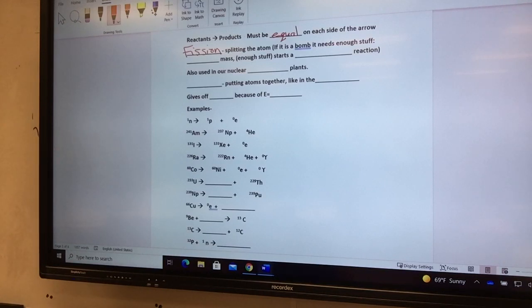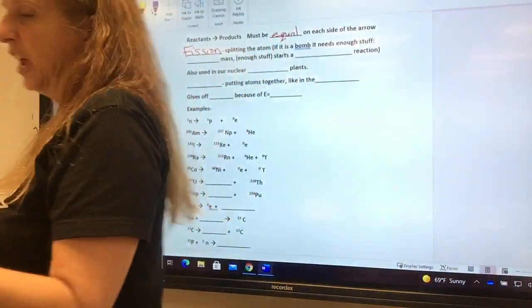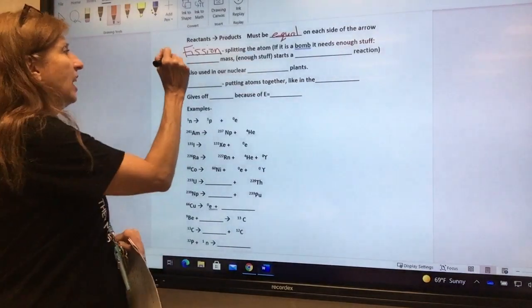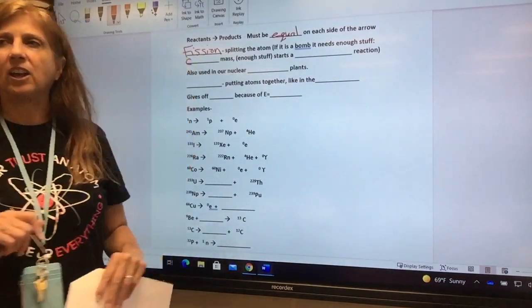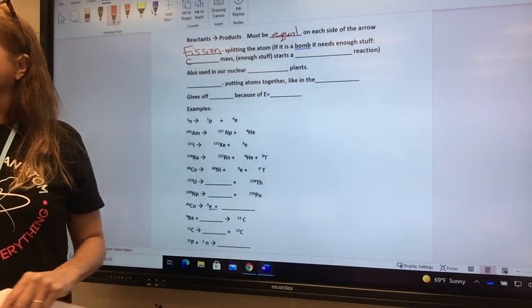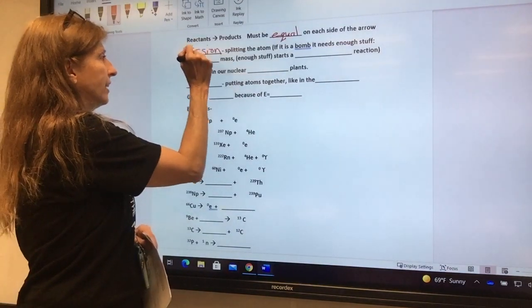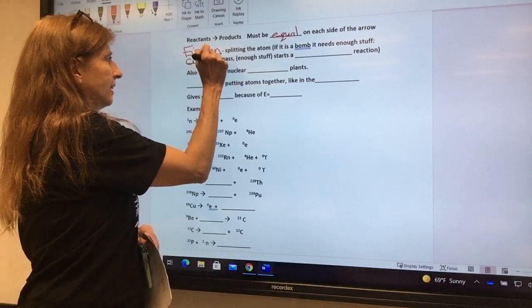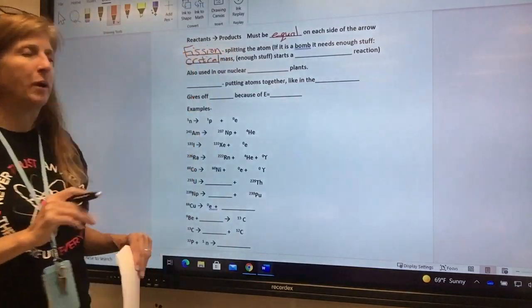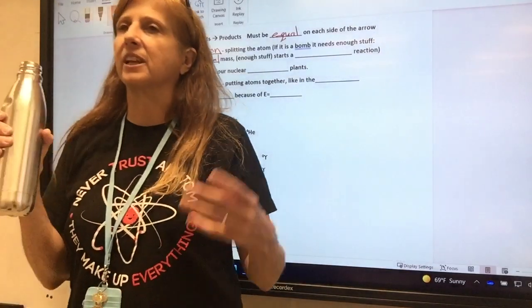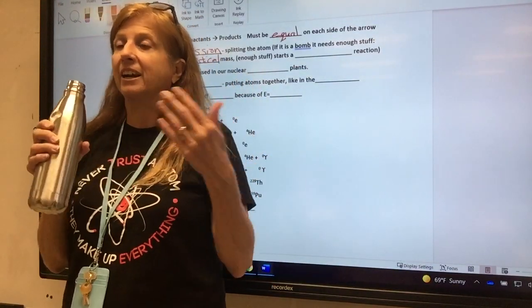All right, new clothes. Okay, so fission is splitting the atom. If it's a bomb, you have to have enough stuff called, so they couldn't call it enough stuff. That doesn't sound sciencey enough. It's called the critical mass. Critical mass. All right, so this is how you're going to remember this. The problem with this is that it sounds too much alike. It's like ion and isotope.